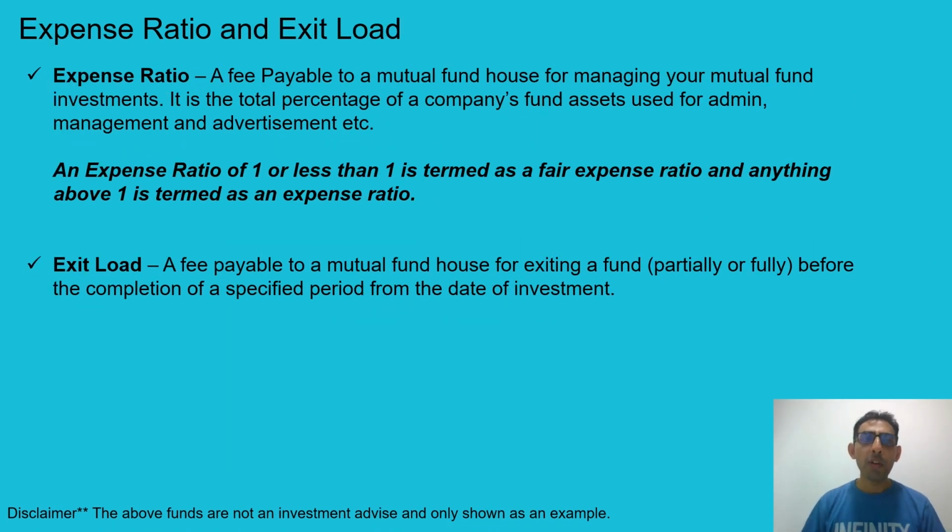Now let's move forward to the expense ratio and exit load. I think most of us already know this, but I'll just repeat it for the interest of everyone. Expense ratio is nothing but a fee which we pay to the mutual fund house so that they can perform their admin tasks, do their advertisement, etc. Generally, an expense ratio which is 1% or less is deemed fair. Anything more than 1% is at a higher end.